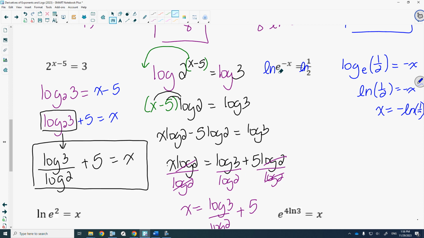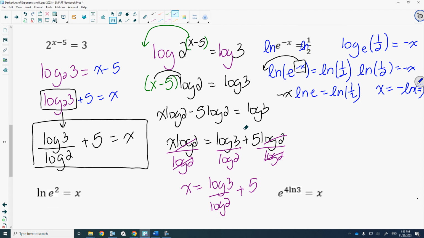So what I will have is the natural log of e to the negative x is equal to the natural log of 1/2. What do you want me to do from here? So think about what I did when I logged both sides. I brought the power to the front. What will I do for this one? What goes to the front, Owen? Negative x. This goes to the front. So I get negative x natural log of e is equal to natural log 1/2.